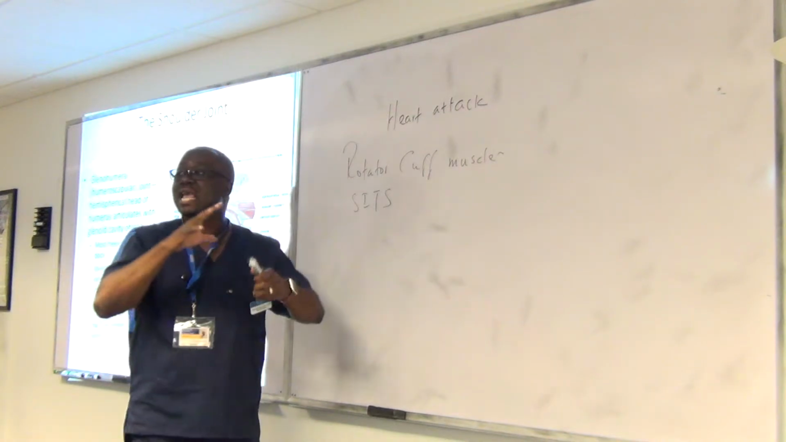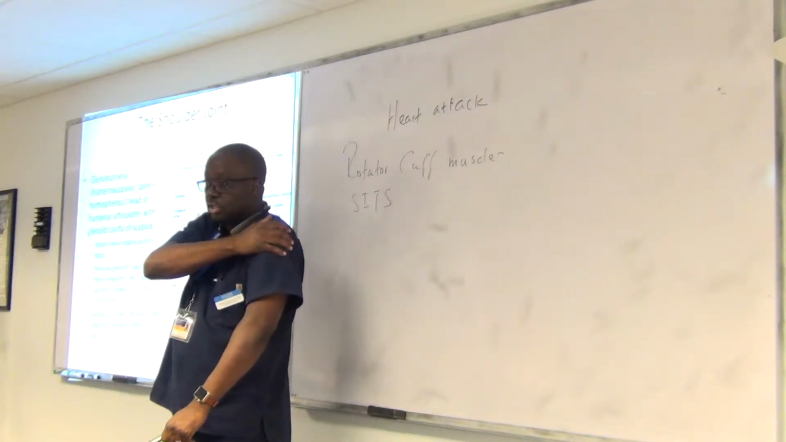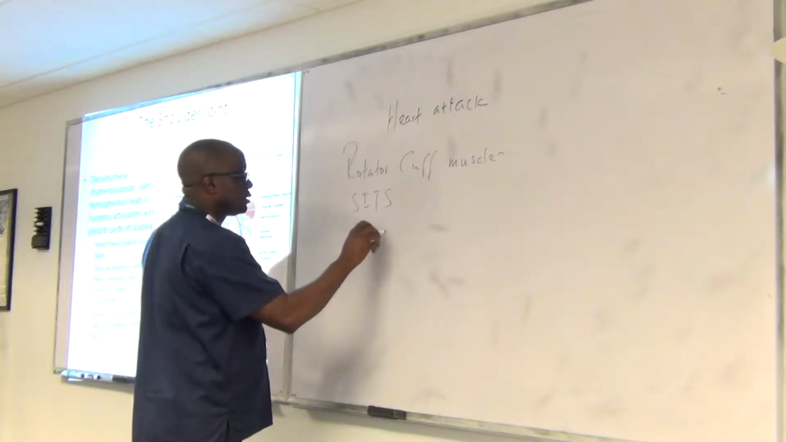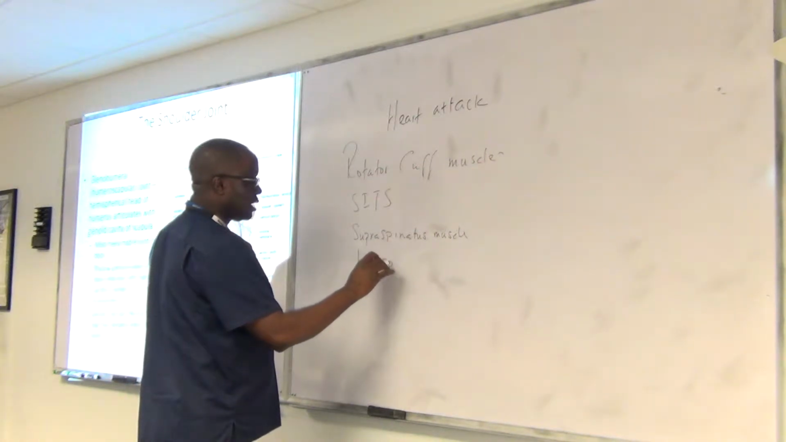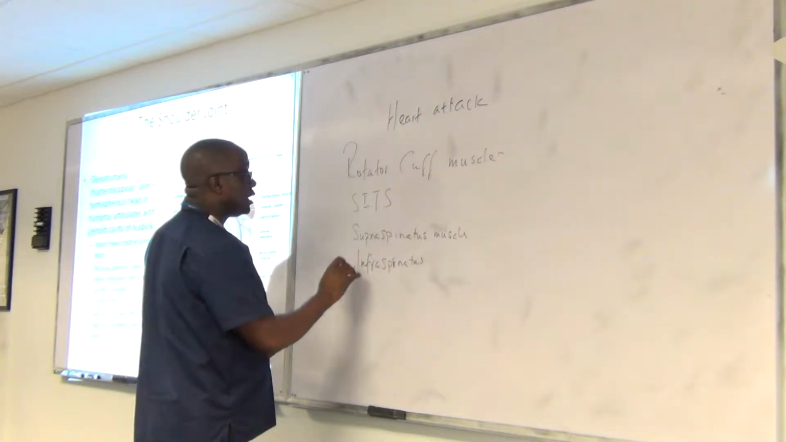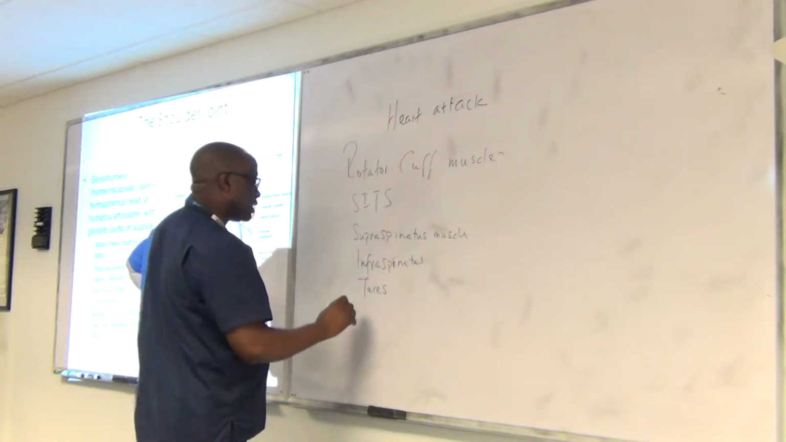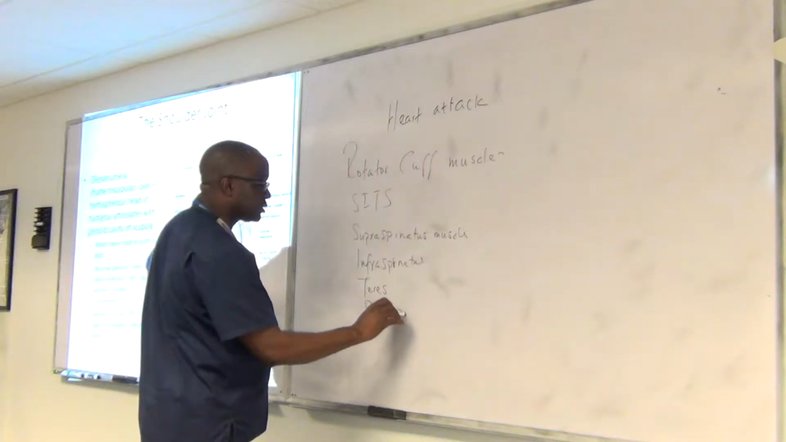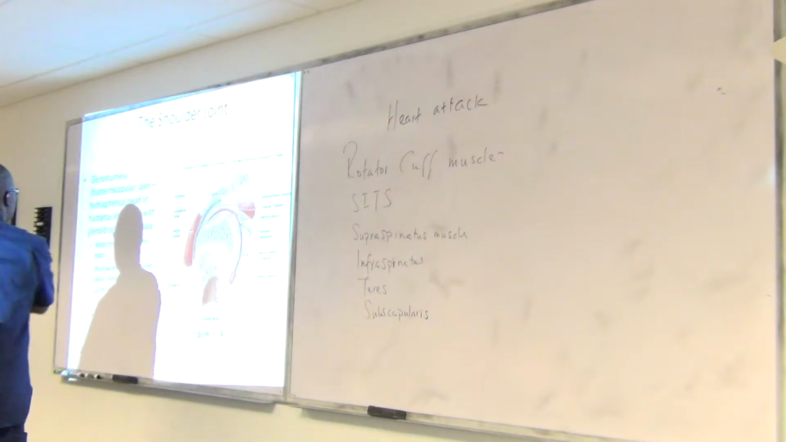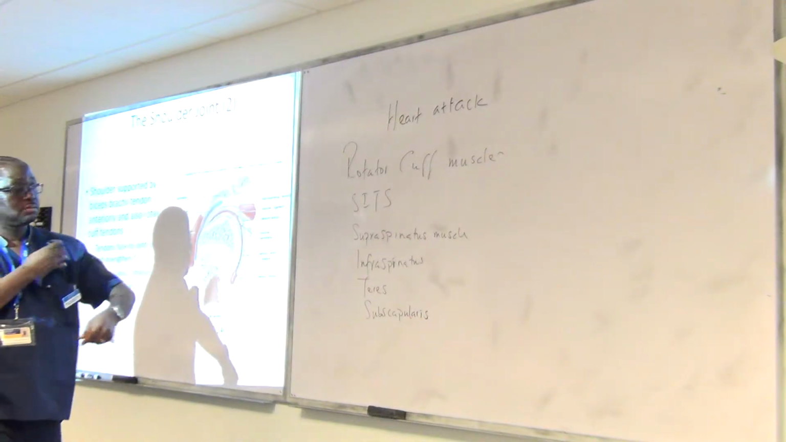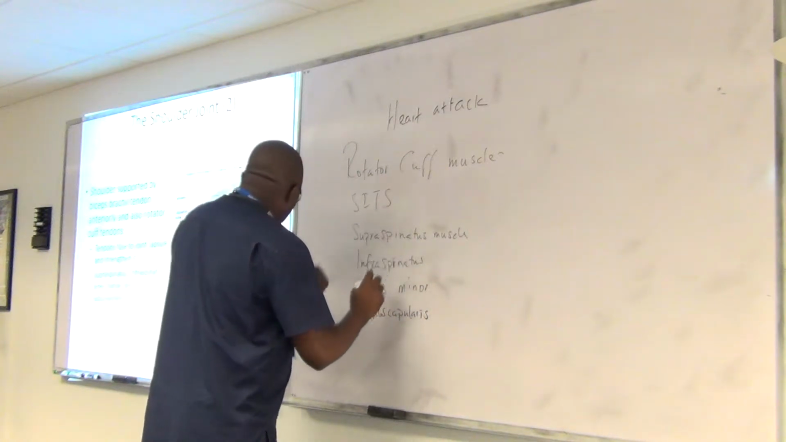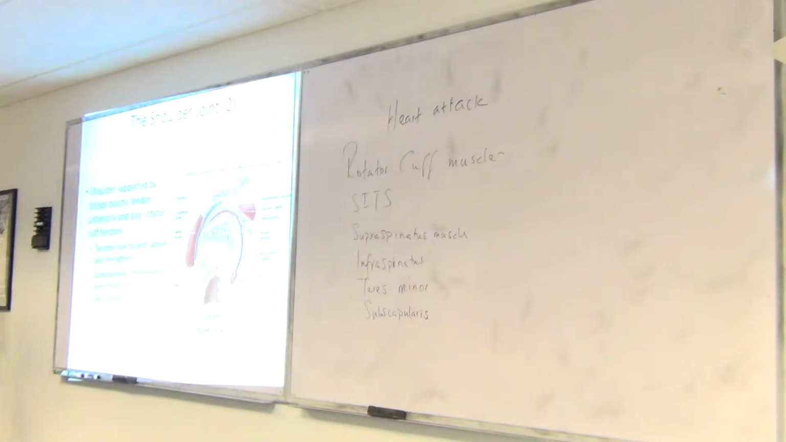There are four muscles whose tendons actually help to lock in the head of the humerus to the joint. Number one is supraspinatus. Then infraspinatus. Then teres minor. Then subscapularis. So that's what we call the rotator cuff muscles. SITS, that's the acronym for it. So they help to lock the head.